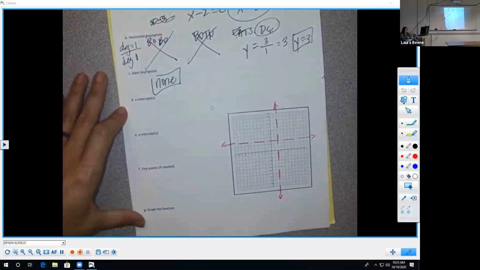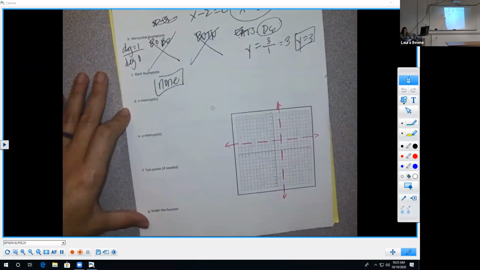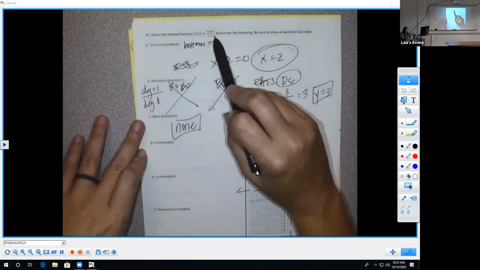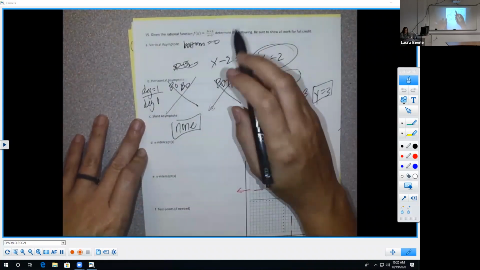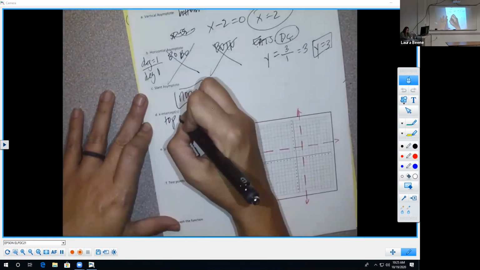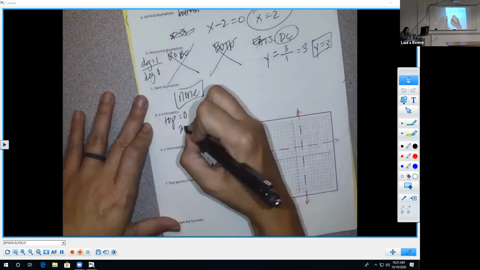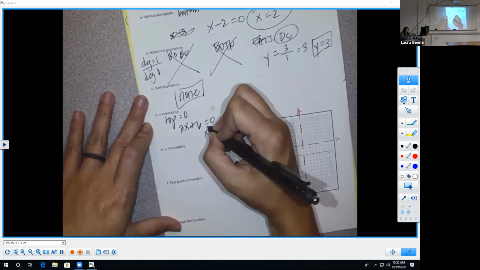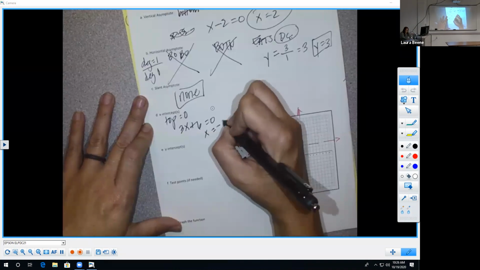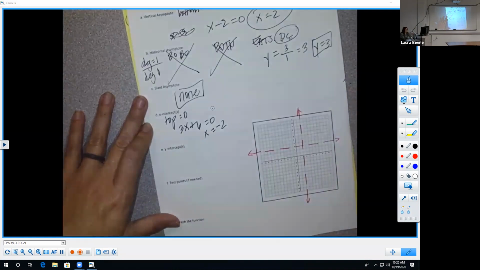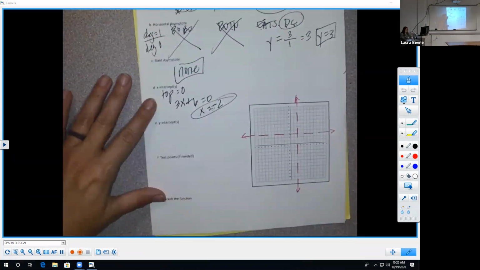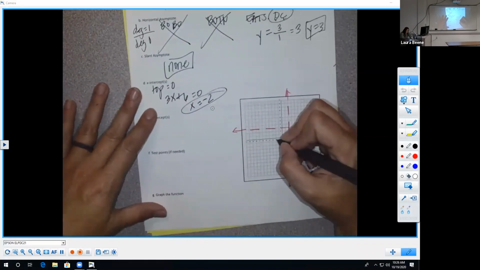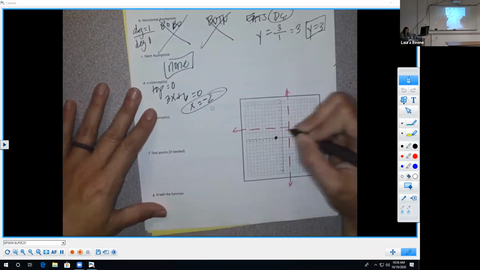How do I find x-intercepts? Technically, you could set the whole thing equal to 0, but your first step is to multiply by the denominator, and you end up with just the numerator equal to 0. So 3x plus 6 equals 0. Subtract 6, divide by 3. Negative 6 divided by 3 is negative 2. That is your x-intercept. You can go ahead and plot that on your graph at negative 2. It crosses the x-axis.